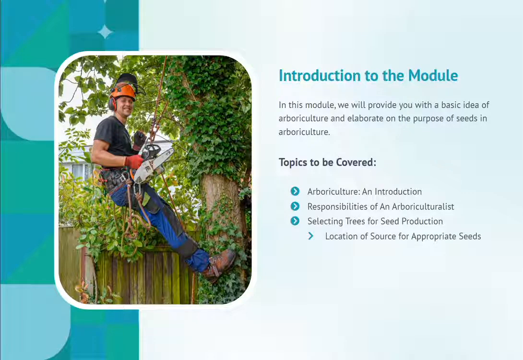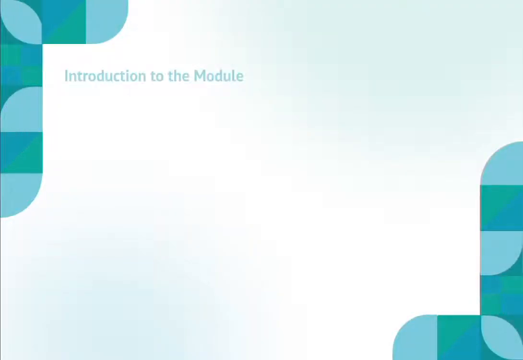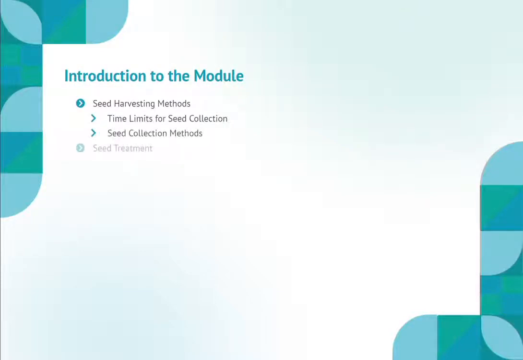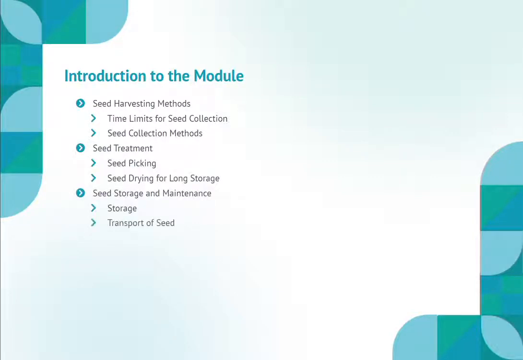Topics to be covered. Arboriculture, an introduction. Responsibilities of an arboriculturalist. Selecting trees for seed production. Location of source for appropriate seeds. Seed harvesting methods. Time limits for seed collection. Seed collection methods. Seed treatment. Seed picking. Seed drying for long storage. Seed storage and maintenance. Storage. Transport of seed.